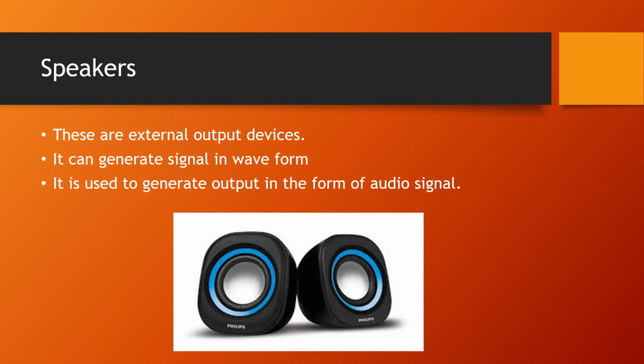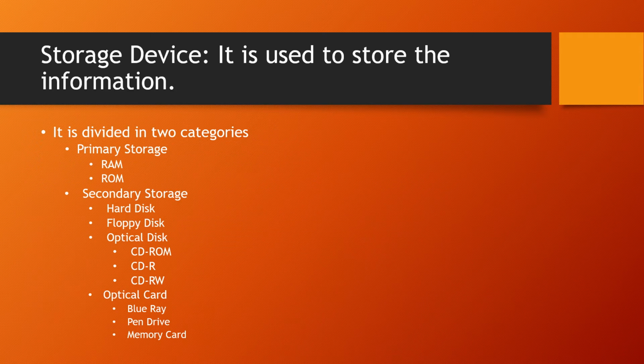Next output device is the speaker. These are external output devices. They can generate signals in a waveform, and are used to generate output in the form of audio signals. They could be wired or wireless.